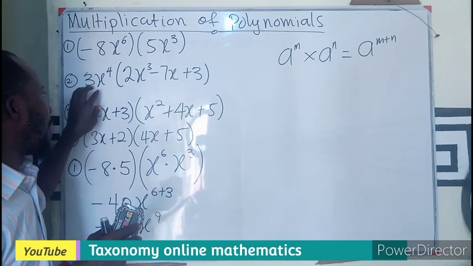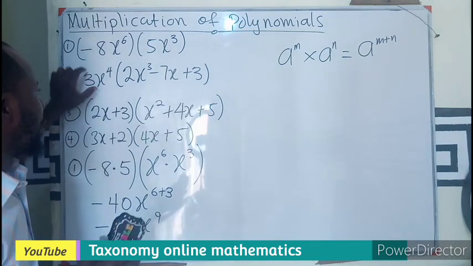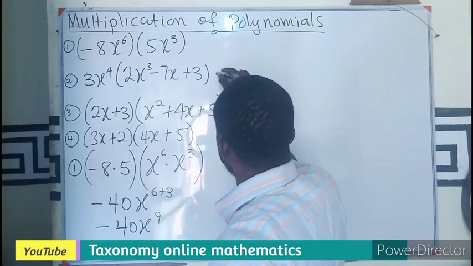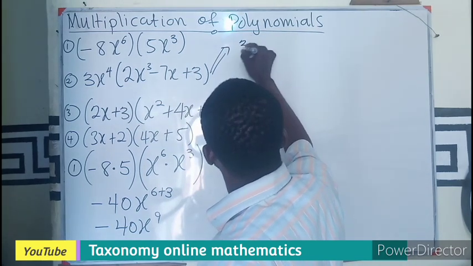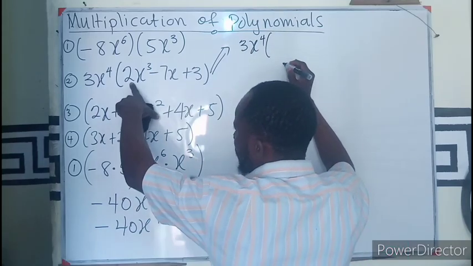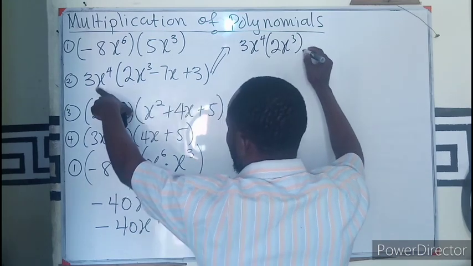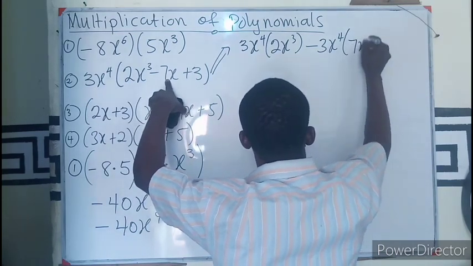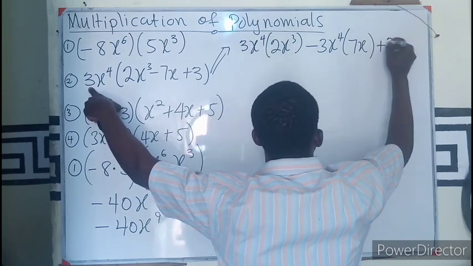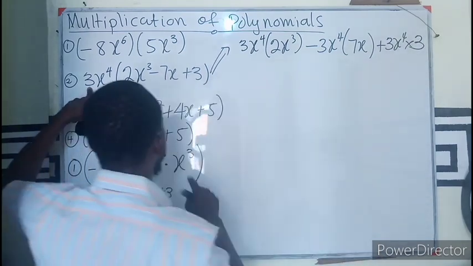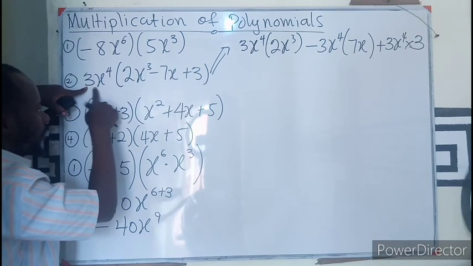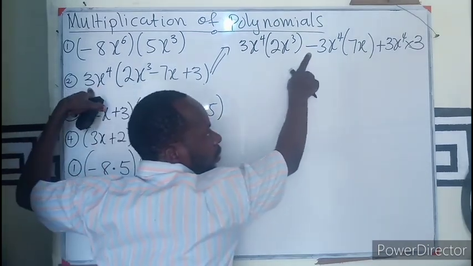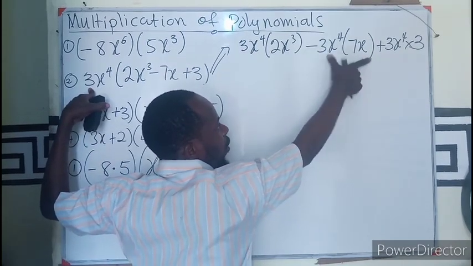Okay, then the second one is a monomial multiplying trinomial. What happens is that each of the terms in the trinomial will be multiplied by the monomial. So for this question, we are going to keep our 3x exponent 4 multiplying the first term, which will be 2x to the power 3, then minus still 3x to the power 4 will multiply your 7x, then plus 3x to the power 4 will also multiply what? 3. Don't forget there are 3 terms in a trinomial. So the first term will be multiplied by the 3x to the power 4, the second term, and the third term. The negative here could have been here if I put here addition. But the whole of this is a negative term.